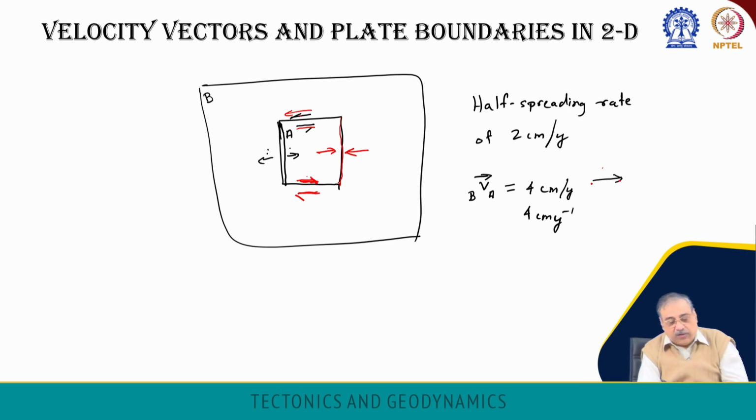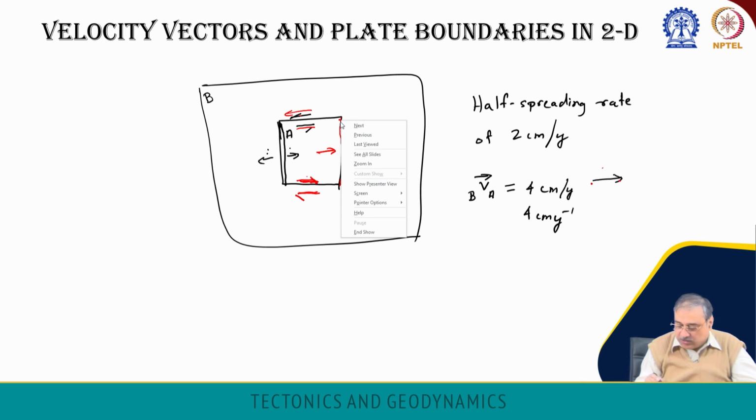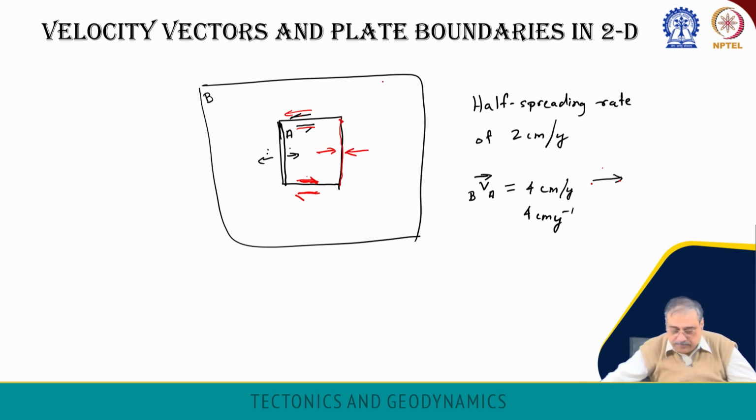Now, if this is a convergent boundary, we know that this convergent boundary could be of two types. One is that plate B could be the overriding plate. Now, if plate B is to be the overriding plate, then we have to show this as a series of triangles like this with the apices pointing towards plate B. This means that plate A is subducting below plate B.